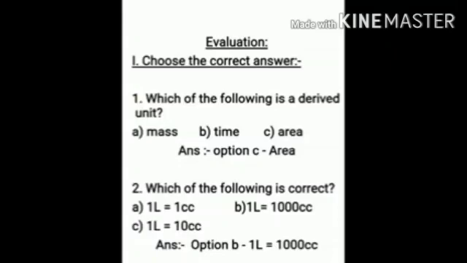Evaluation. Roll number 1. Choose the correct answer. Number 1. Which of the following is a derived unit? Option A, mass. Option B, time. Option C, area. Answer, option C, area. Number 2. Which of the following is correct? Option A, 1 liter equal to 1 cc. Option B, 1 liter equal to 1000 cc. Option C, 1 liter equal to 10 cc. Answer option B, 1 liter equal to 1000 cc.